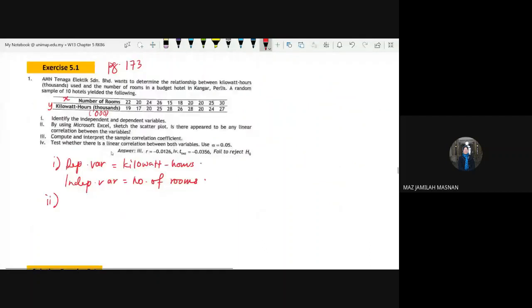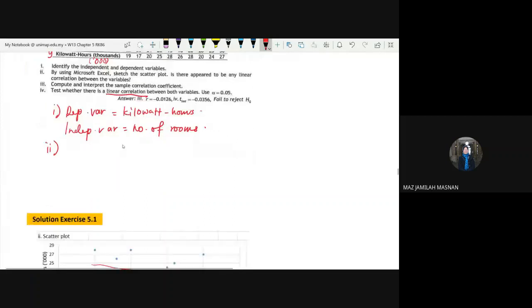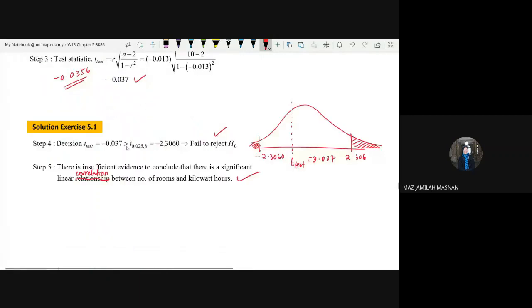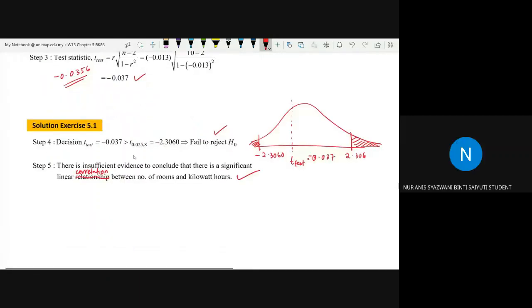Because the question asks about linear correlation. So go to what is being asked in your question. If you're talking about linear correlation, then it should be linear correlation. Okay, class. Clear, class? Clear.